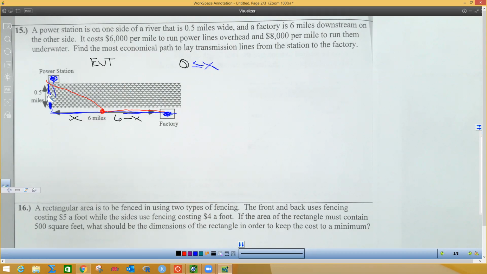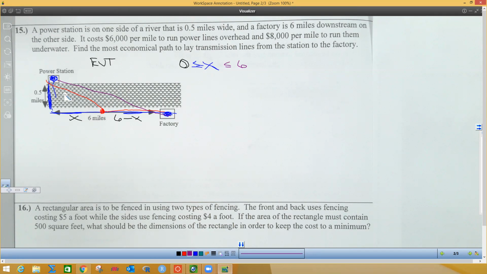So if I come across to some angle here and find a place here and come down with this power line, we'd say this distance is X. So one endpoint would be if we come straight across the river, that would make X 0. And the last option is we could go straight from the power station underwater the whole way over here to this factory. And that would be when X would equal 6, because it's 6 miles down this way. So we got endpoints for X of 0 to 6. In other words, our interval is 0 to 6.